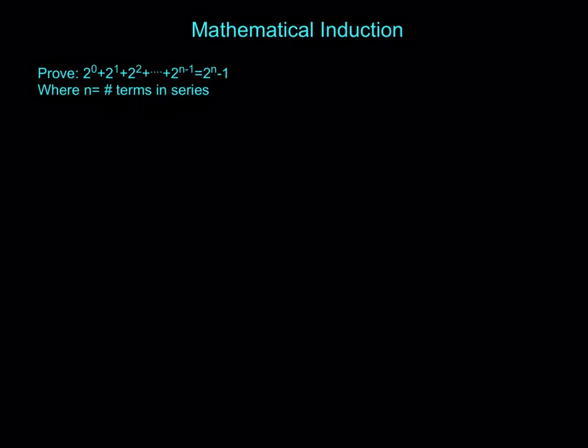So for the first example, we're going to prove that 2 to the 0 plus 2 to the first plus 2 to the second, all the way through to plus 2 to the n minus 1, is equal to 2 to the n minus 1. And n is going to represent the number of terms in the series. So if n equals 2, then it's just going to be the first two terms, which is 2 to the 0 plus 2 to the first.